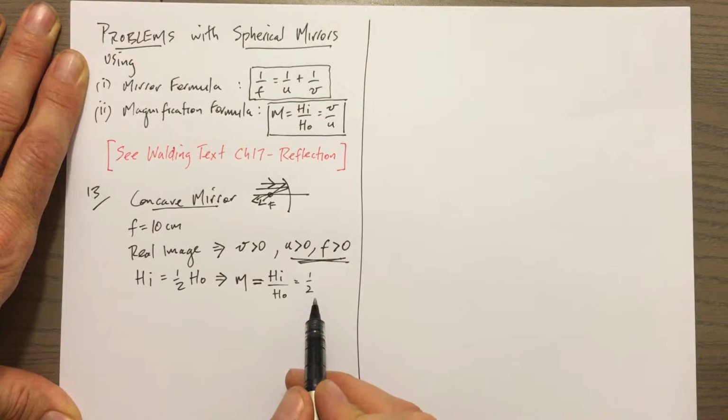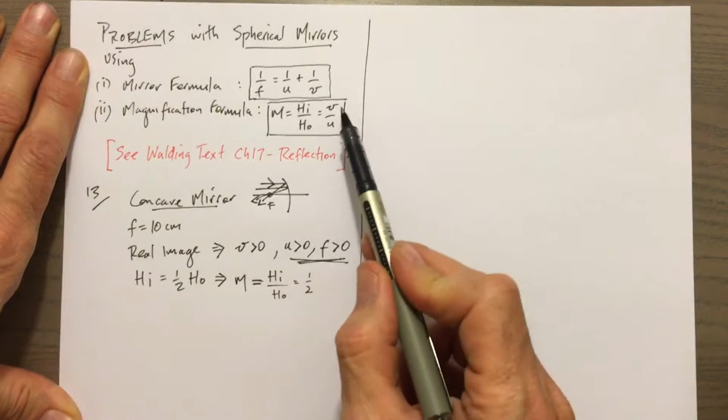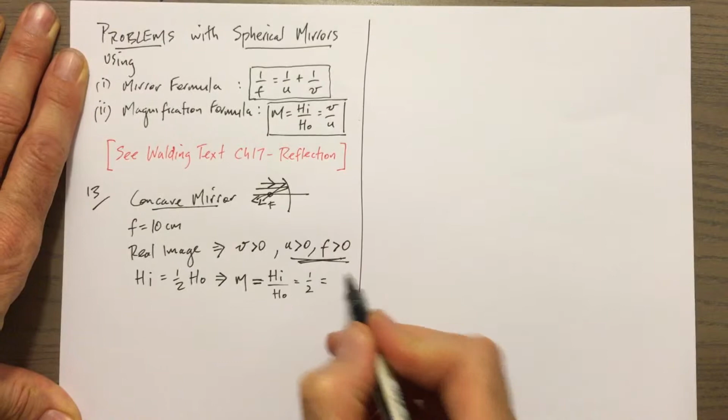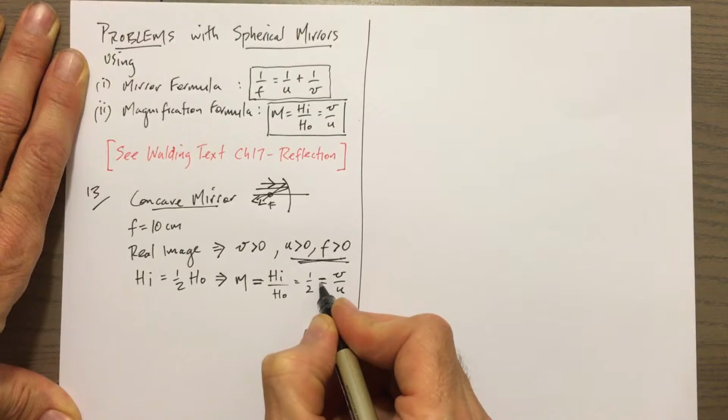As you can see back up here, magnification also talks about the ratio of V over U, so the distance to the image versus the distance to the object. Okay, so that's useful information. So let's write that in here. So now we know that V over U has that same ratio.